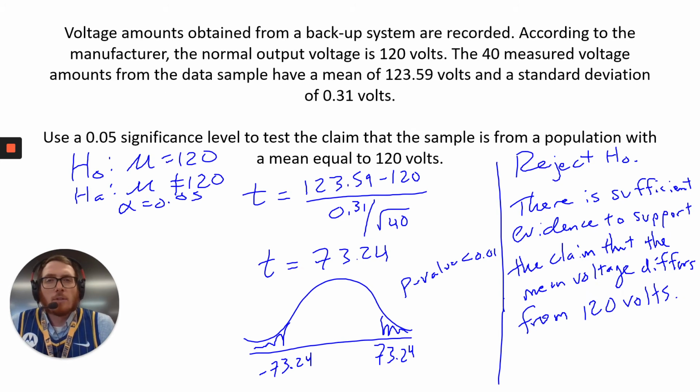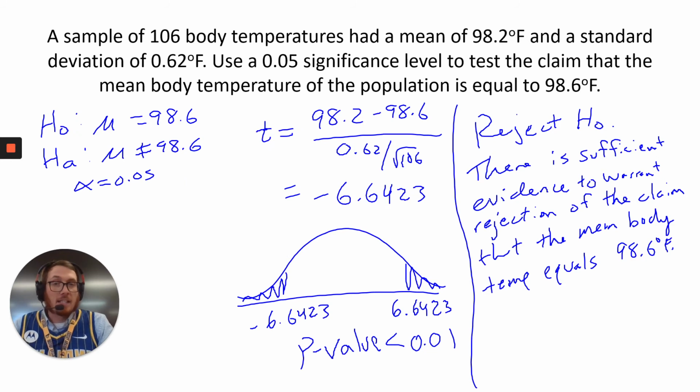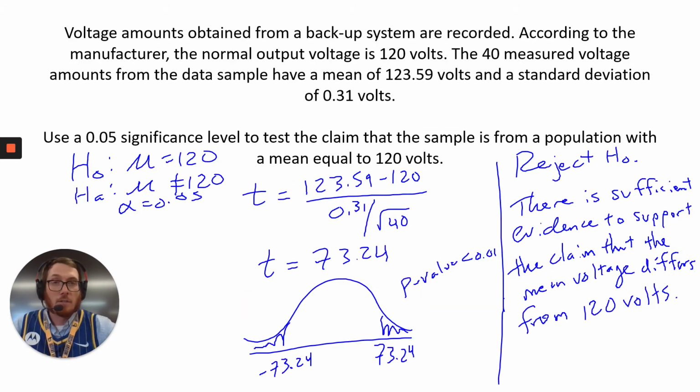The next one is about voltage amounts. According to the manufacturer, normal voltage output should be 120. We're trying to test the claim that it equals 120, so this question is almost the same as the last one. Instead of 98.6, it's 120 for the volts.